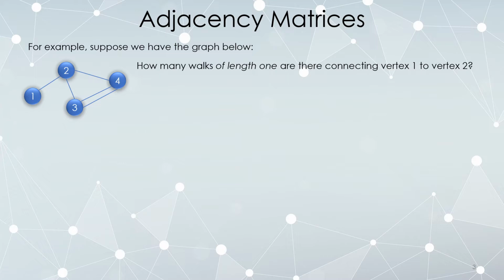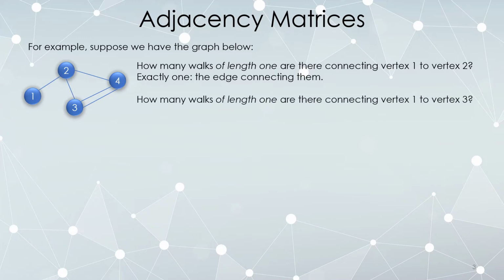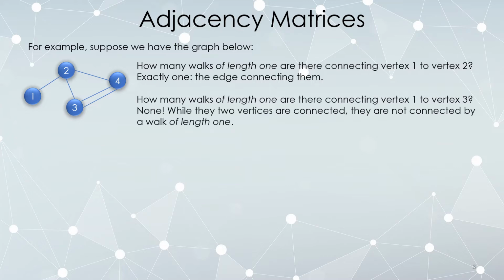How many walks are there of length 1 that connect vertex 1 to vertex 2? There's a single one: start at vertex 1 and then move to vertex 2. How many walks of length 1 are there that connect vertex 1 to vertex 3, however? There are none. These two vertices are connected. It is possible to walk from one to the other, but not with a walk of length 1.